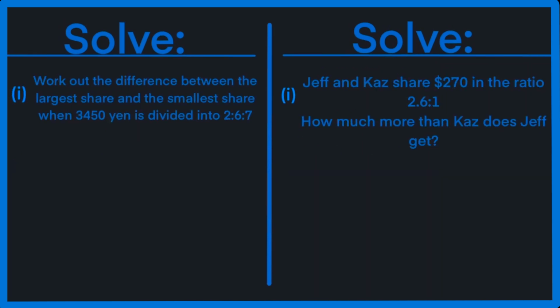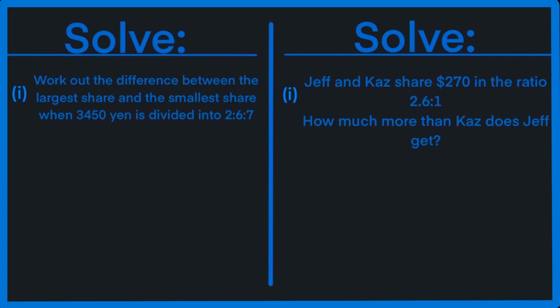Okay, so for our final set of questions here, we're told to work out the difference between the largest share and the smallest share when 3,450 yen is divided into 2 to 6 to 7. So we know that the ratio of the shares is 2 to 6 to 7. So first thing I would want to do here is divide 3,450 into this ratio. So again, 2 plus 6 plus 7 first, which is 15. Then 3,450 divided by 15, which is equal to 230.